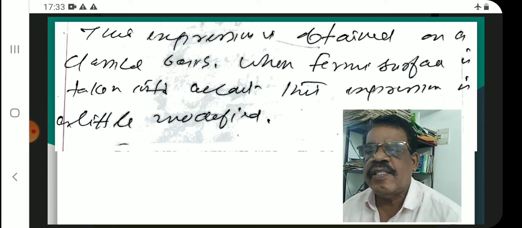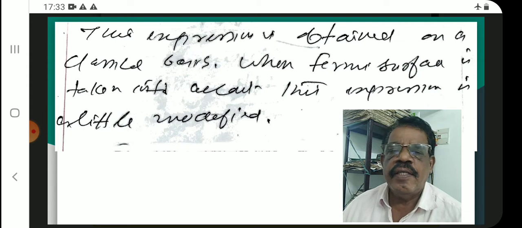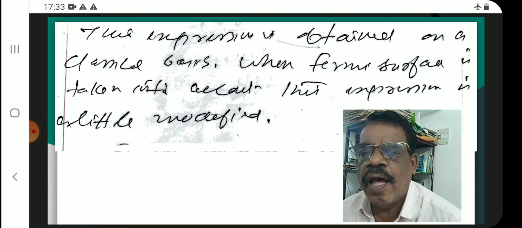When Fermi surface is taken into account, this expression is a little modified.